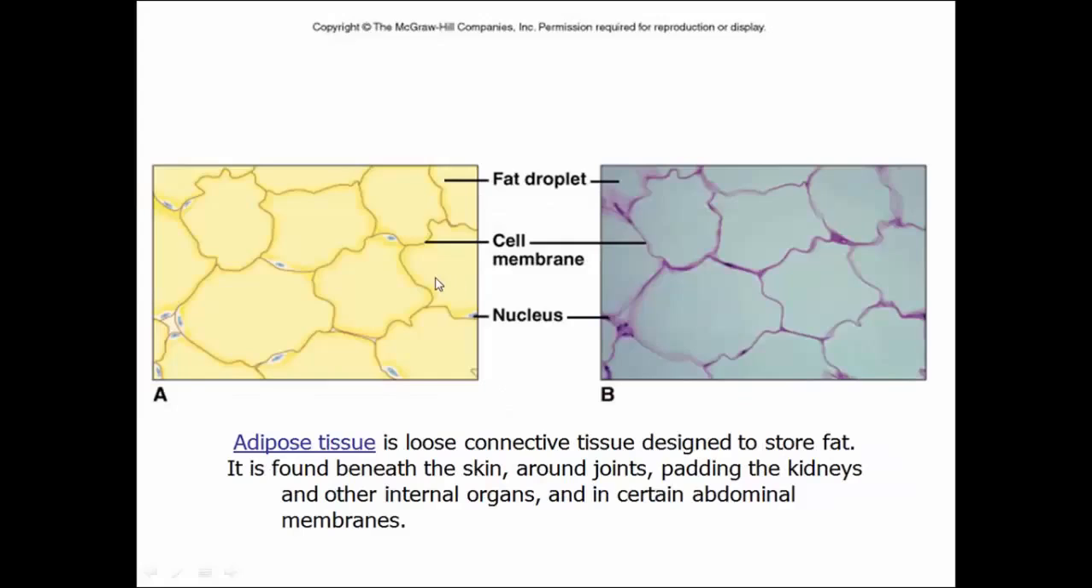This tissue is quite common in Americans. It is adipose tissue, storage of fat. It is a loose connective tissue found beneath our skin, around our joints, and around our heart, and obviously around our abdominal area.